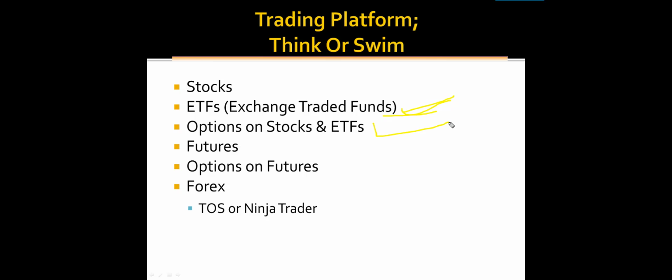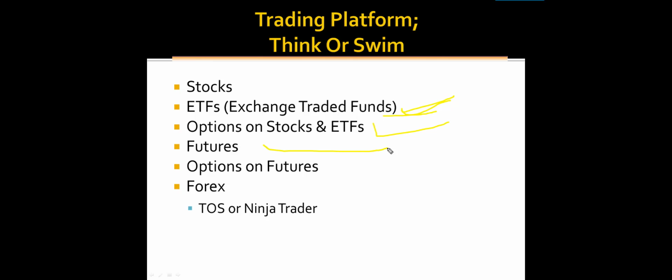Also, there are options on stocks and ETFs. Stocks and ETFs can be expensive, over $1,000 a share sometimes. But with options, you have the right to trade that underlying stock or ETF, and you can purchase them at a fraction of the cost. So we'll discuss that in future videos as well.